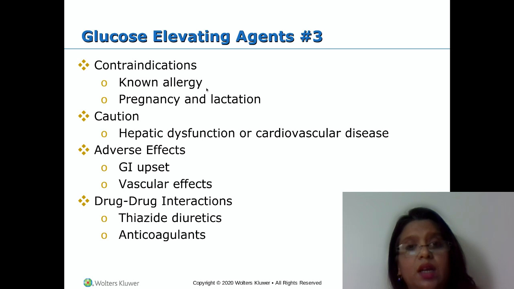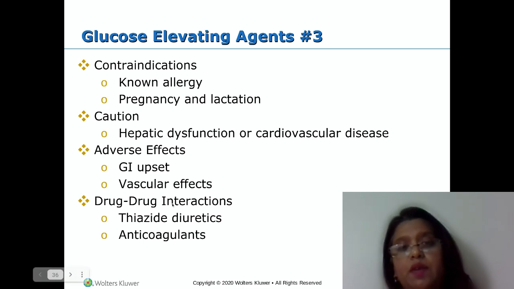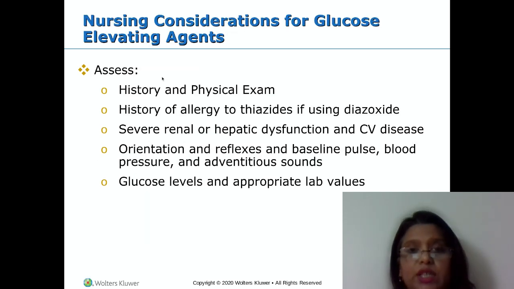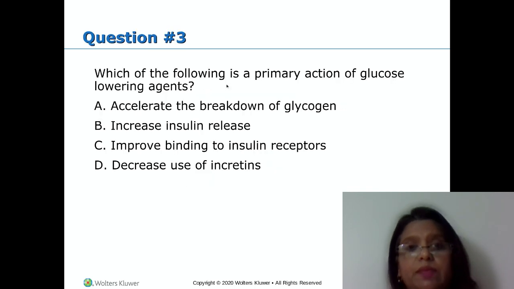Contraindicated. When are they contraindicated? Remember: allergies, pregnancy and lactation, hepatic dysfunction. Adverse effects: GI, vascular effects. Drug-to-drug interactions: thiazide diuretics and anticoagulants. Assess. Check the history and physical, check for allergies, check liver function and kidney function tests before you give medication, and check baseline blood sugar levels.